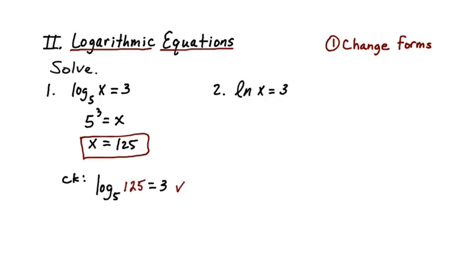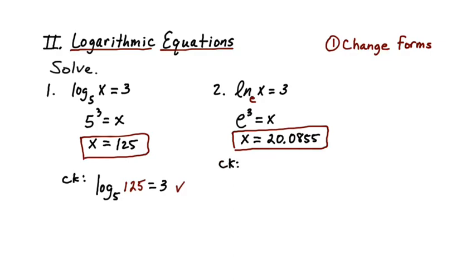So natural log of x is equal to 3. Now, what you may want to do is, we know that ln stands for natural log, which means our base is e. We don't normally write the e, but we can certainly put one in there. And so now we'll do the same thing we just did. Again, it's base, exponent, answer. So e to the third power equals x. And so now you can get your calculator, and you'll find that that's 20.0855.